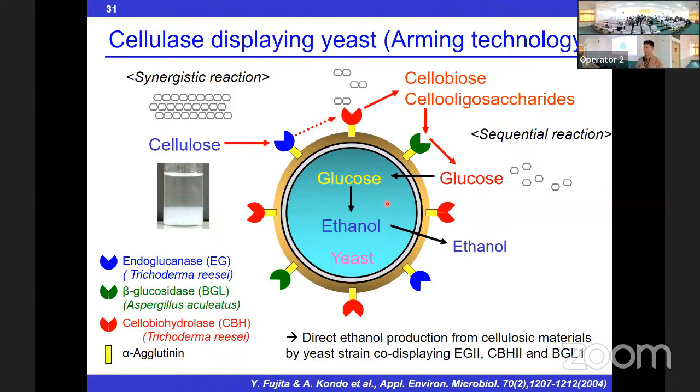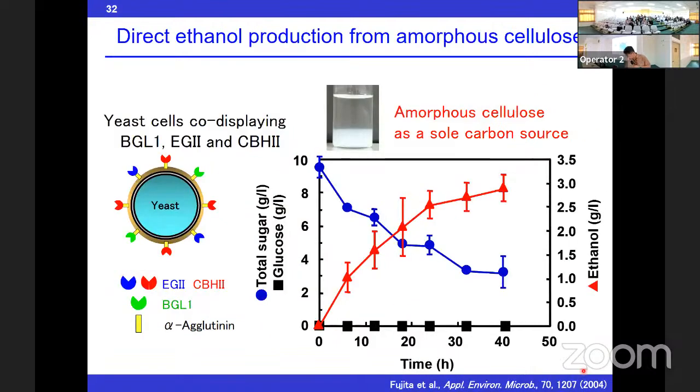This is the previous achievement, maybe 20 years ago, our achievement. This was published in 2004. By using this, from amorphous cellulose, we could show good productivity of ethanol, something like that.